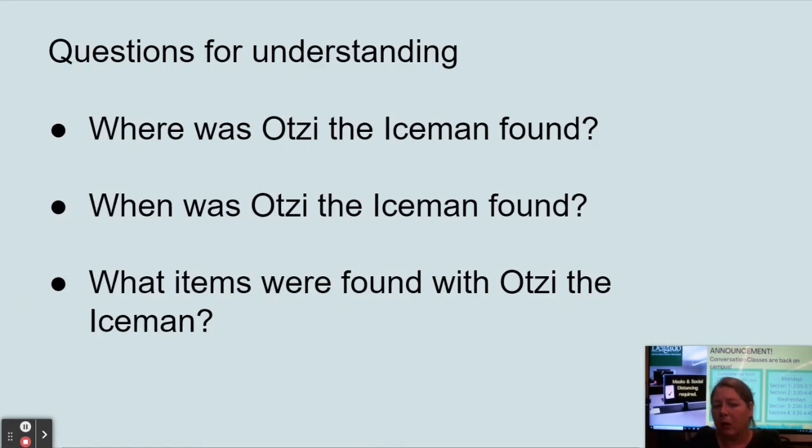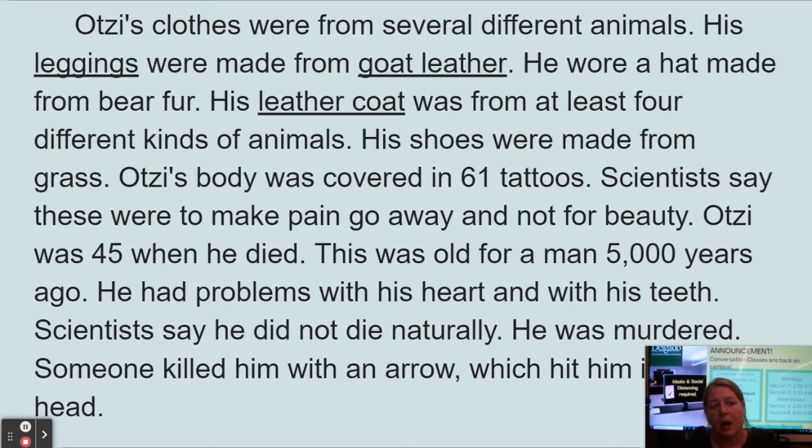All right. Where was Ötzi the Iceman found? At a glacier. When was Ötzi the Iceman found? 1991. What items were found with Ötzi the Iceman? Accessories and weapons. Ötzi's clothes were from several different animals. His leggings were made from goat leather. He wore a hat made from bear fur. His leather coat was made from at least 4 different kinds of animals. His shoes were made from grass.